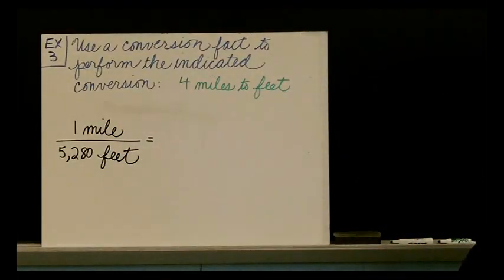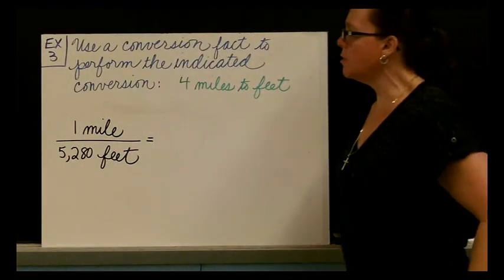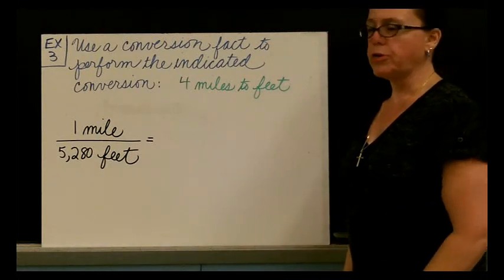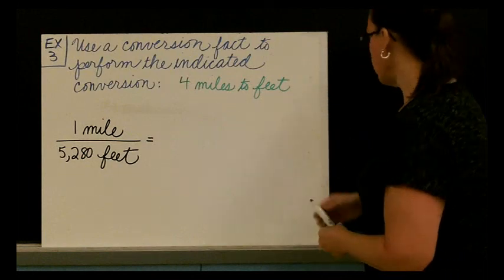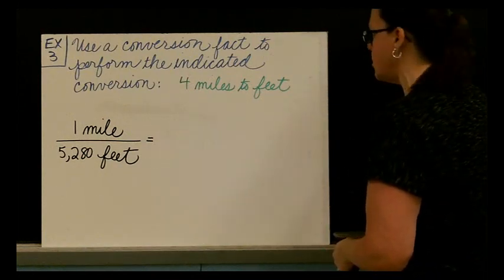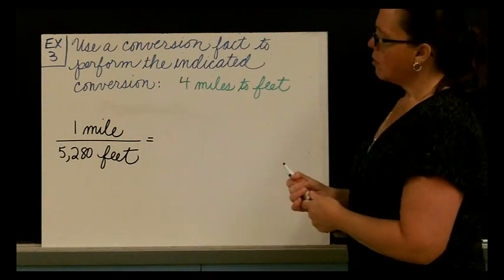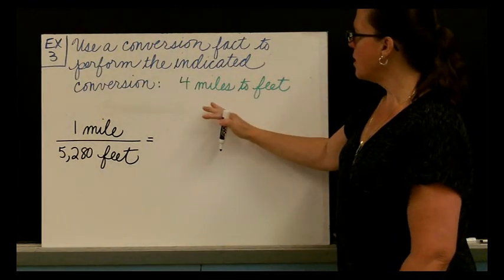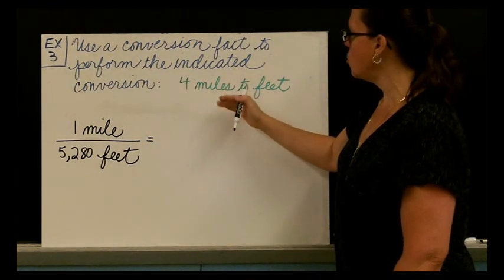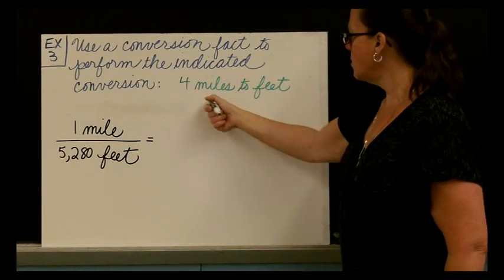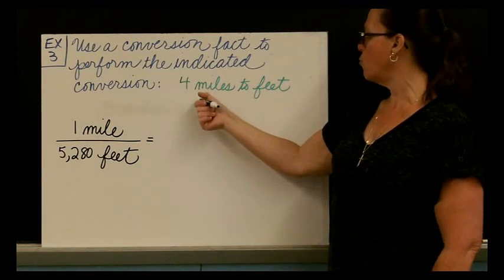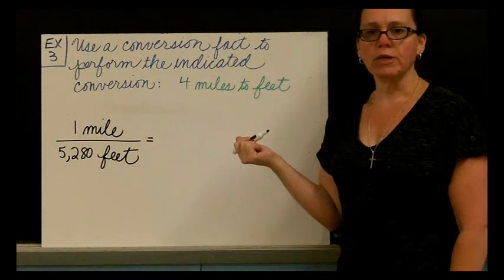Now in our third and fourth examples, we're going to deviate a little bit from these properties. And what we're going to do is apply them to conversions. We'll be doing a lot of this in pre-algebra. First, you might see something like this, that you need to use a conversion fact to change miles into feet, specifically 4 miles into feet.